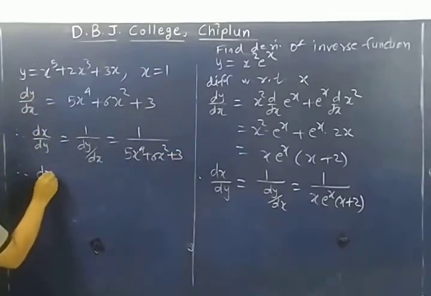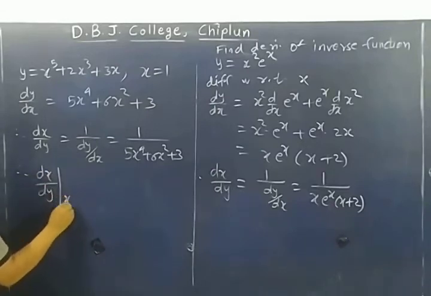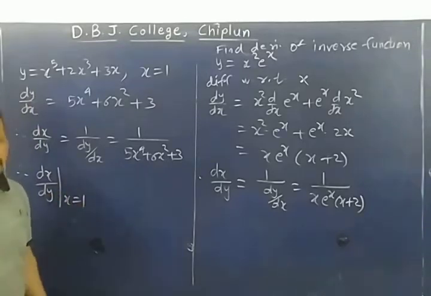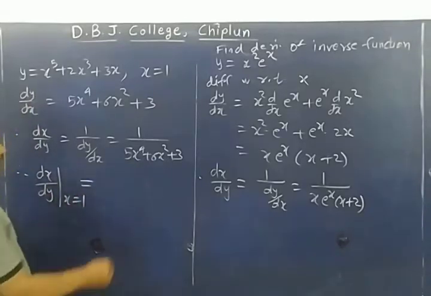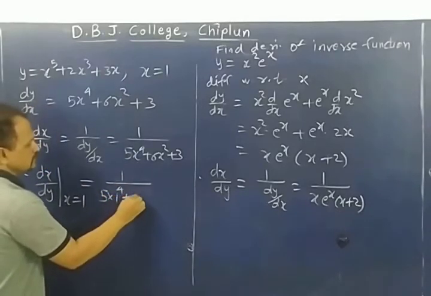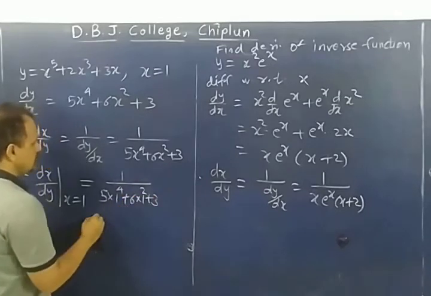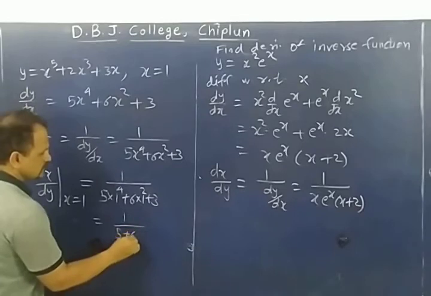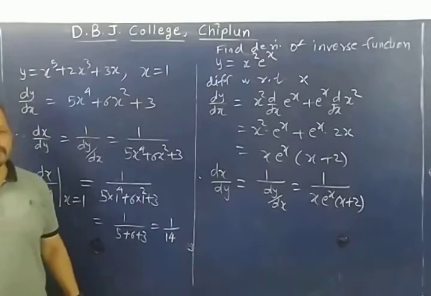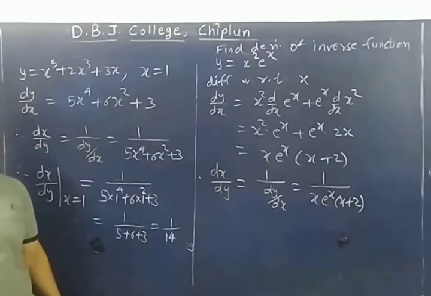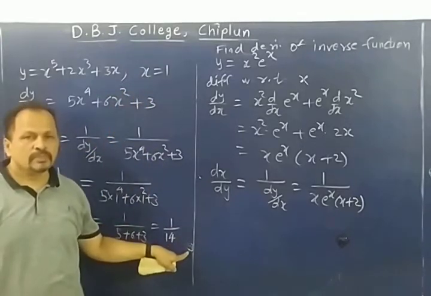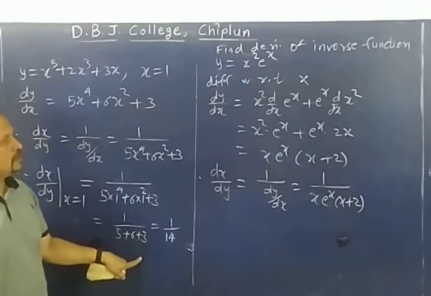Derivative of inverse evaluated at x equal to 1 is equal to 1 upon 5 into 1 raised to 4 plus 6 into 1 square plus 3. That is 1 upon 5 plus 6 plus 3. It is 1 upon 14. Remember that for all the problems where the derivative at some particular point is required, the answer must be some constant. Here the answer is constant.